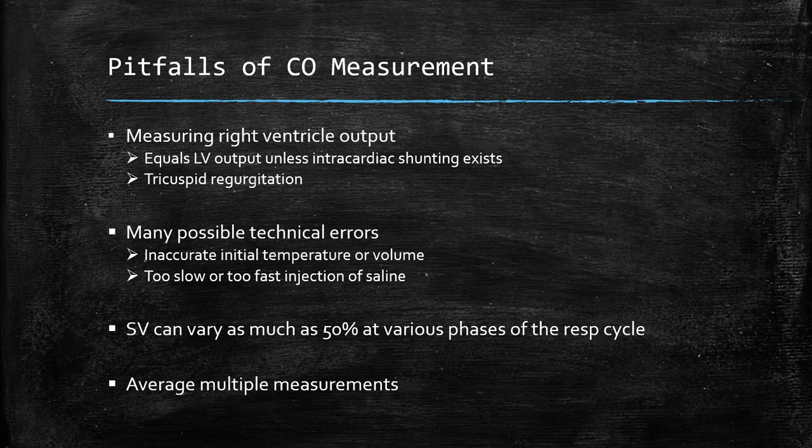There are also many possible technical errors that can happen during a cardiac output measurement. You may record an inaccurate initial temperature or volume of saline, and how fast or slow you inject the saline will definitely change the cardiac output values. Also, the stroke volume can vary as much as 50% at various phases of the respiratory cycle. And so to try to smooth out all these different technical errors, multiple measurements need to be taken and averaged. Ideally, at least three measurements should be done each measurement cycle.